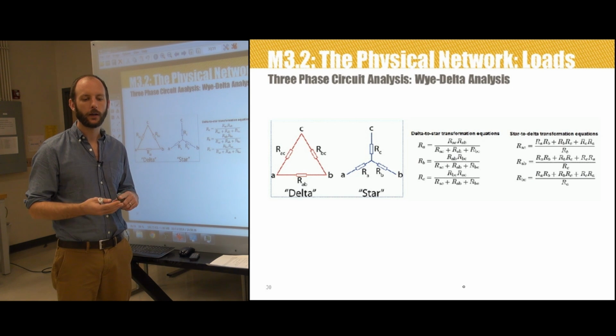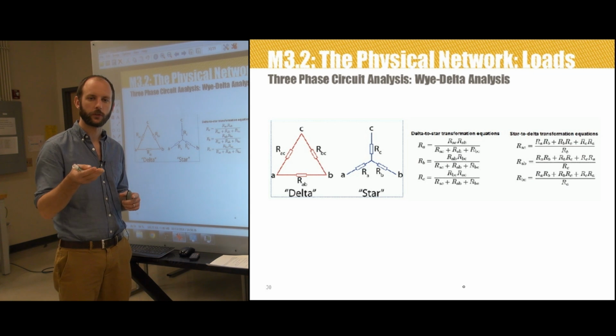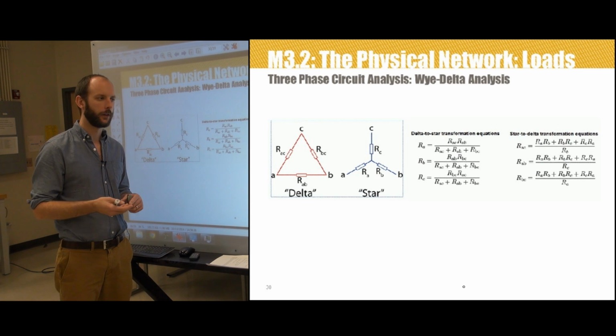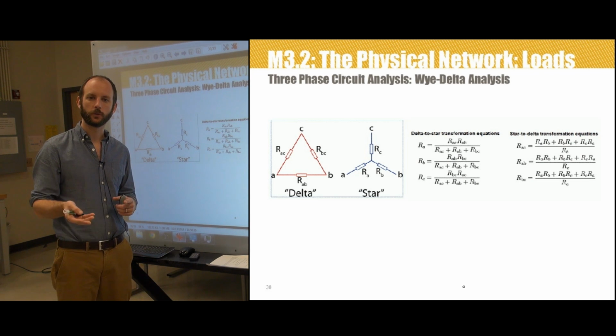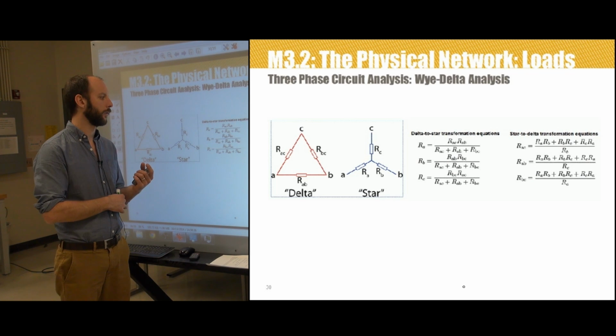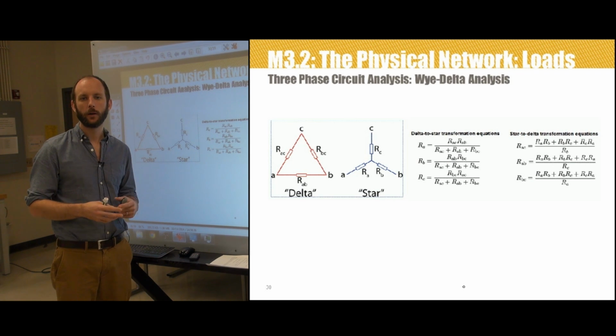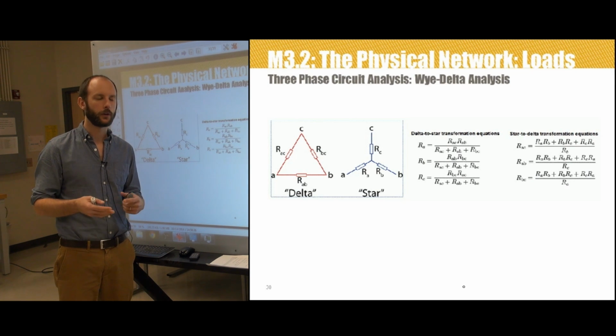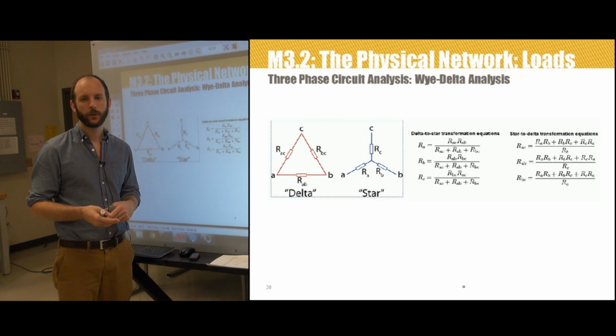So YY, both are connected as Y. Y delta means that the source is connected as a Y and the load is connected as a delta. Delta Y would obviously imply that the source is connected as a delta and the load is connected as a Y. What's not as common as the YY, but somewhat common, is the Y delta: source connected as a Y, load connected as a delta.